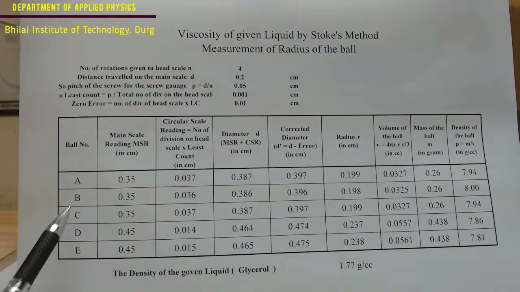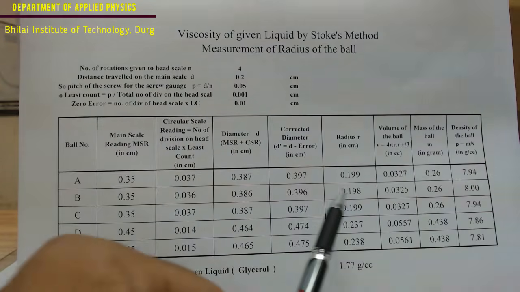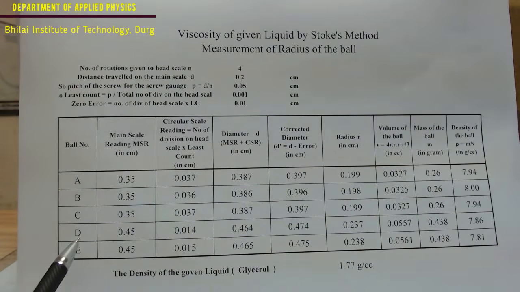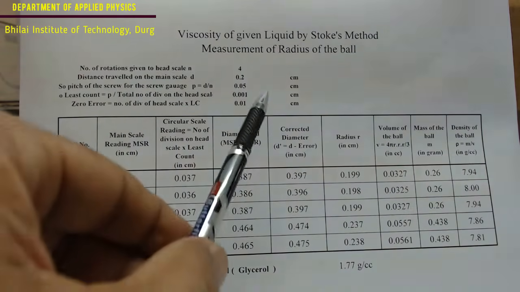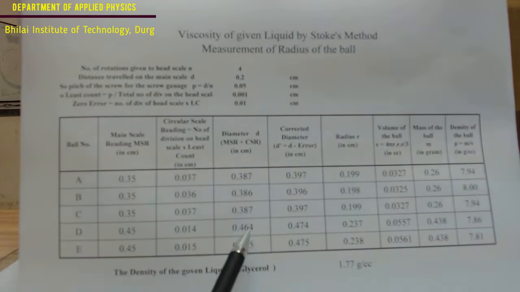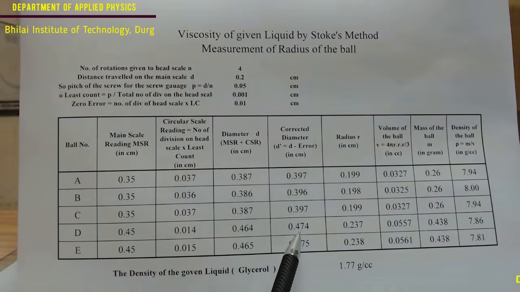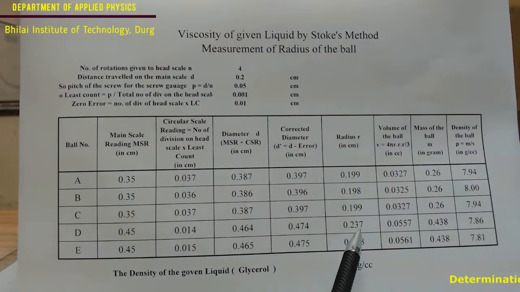For the second ball, again the same ball was used, so the reading is approximately the same. You can see the ball D. For ball D, the main scale reading was 0.45. Circular scale reading was 14 divisions multiplied by 0.001, which is equal to 0.014. Added to 0.45, it gives 0.464. Then the zero correction is taken: 0.01 is added to this to give 0.474, that is the corrected diameter. Divided by 2, we get the corrected radius.